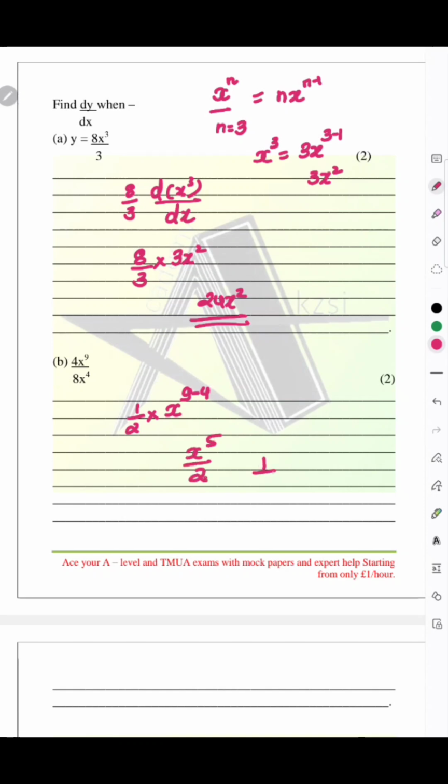I can take out the half as common and differentiate x to the power of 5 using the same formula. I'll get 5x to the power of 4. So the final answer will be 5 over 2 x to the power of 4.